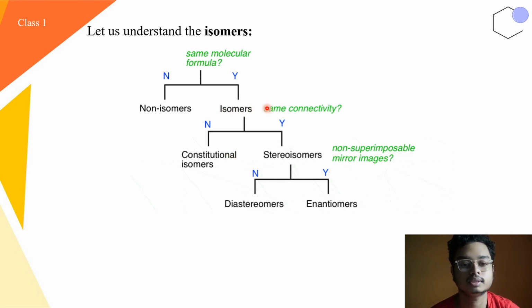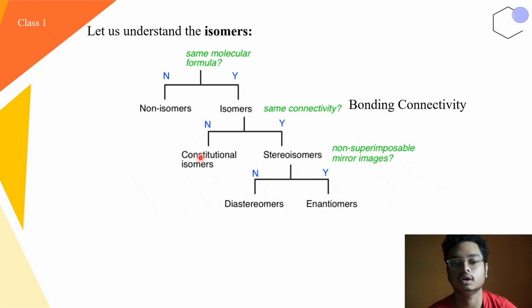Now if the isomers have the same bonding connectivity, then it is called a stereoisomer. If it is not the same, then we can say constitutional isomer. Now we have further classified the stereoisomers: if the stereoisomers have a non-superimposable mirror image, they are called enantiomers. If not, they are called diastereomers.